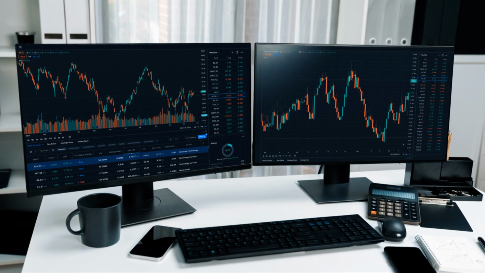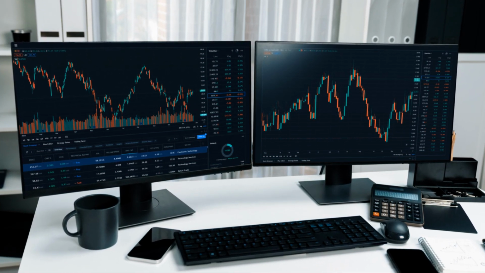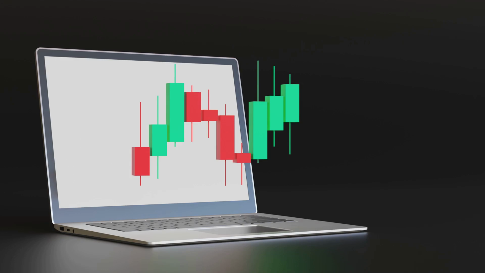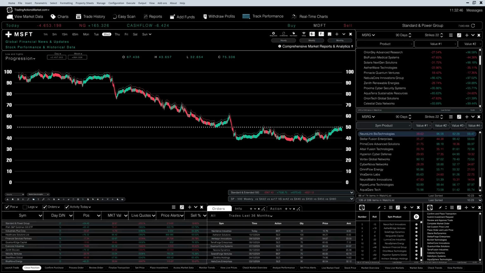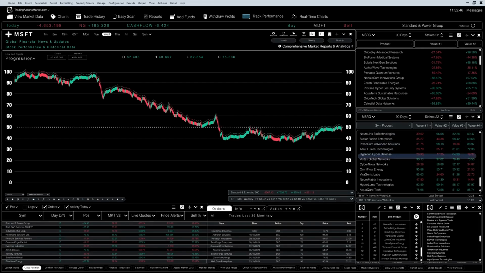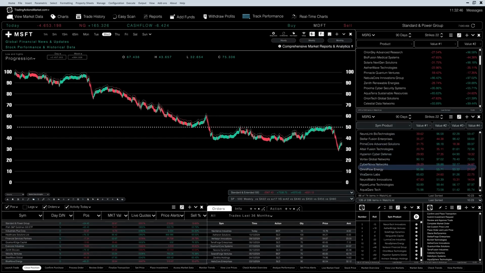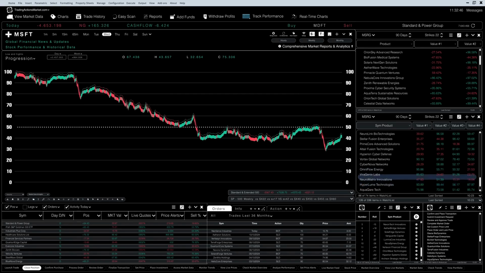Connecting TradingView to MetaTrader 5 might sound technical, but it is simpler than you think. The two platforms don't talk to each other directly, so we need to build a bridge between them. This bridge is usually a special piece of software. It listens for signals from TradingView and then tells MT5 what to do.